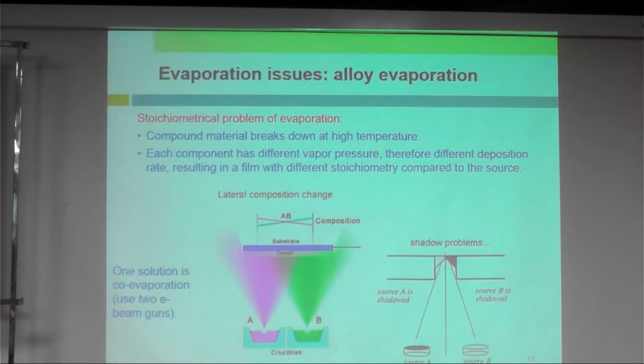So, for the stoichiometric problem of evaporation with compound material, if you want to deposit an alloy, normally we deposit a single material, let's say iron, gold, nickel, etc. But in case you want an alloy, then we might use two different materials to form an alloy. But in this case, you can see the problem is a shadow problem, that you might not be able to have a good deposition of alloy if you have two different sources.